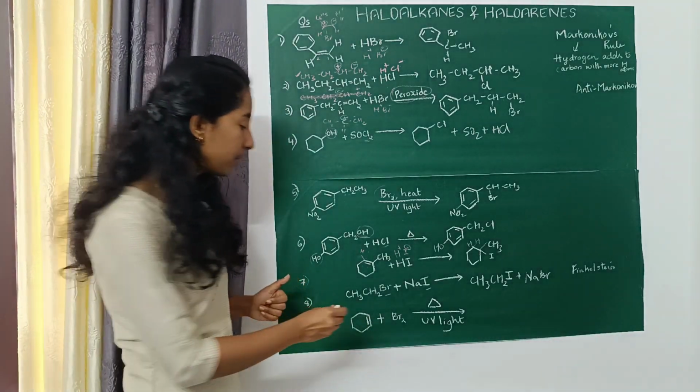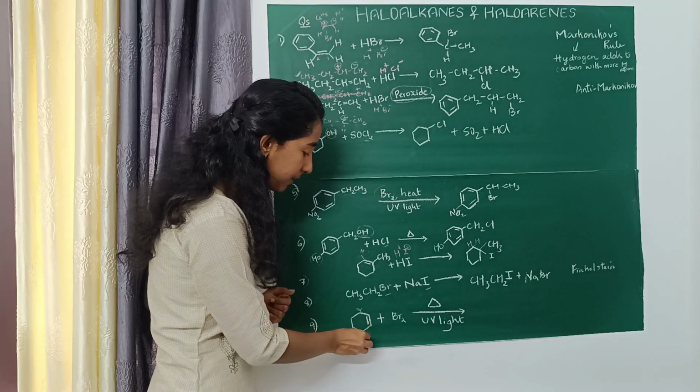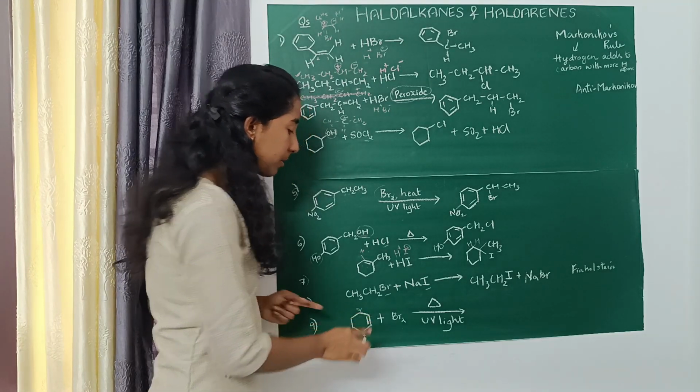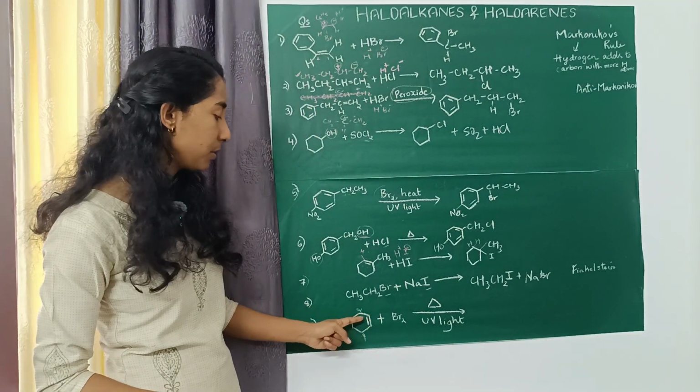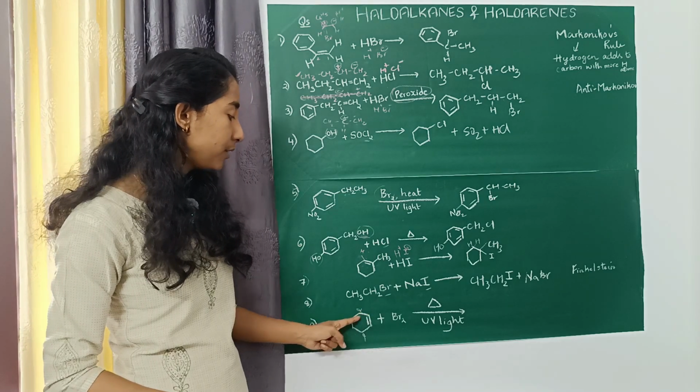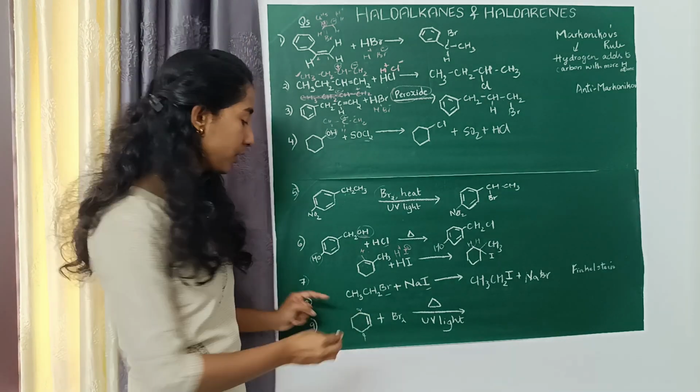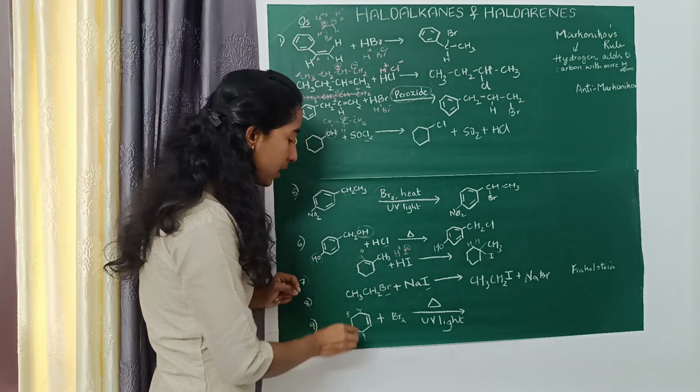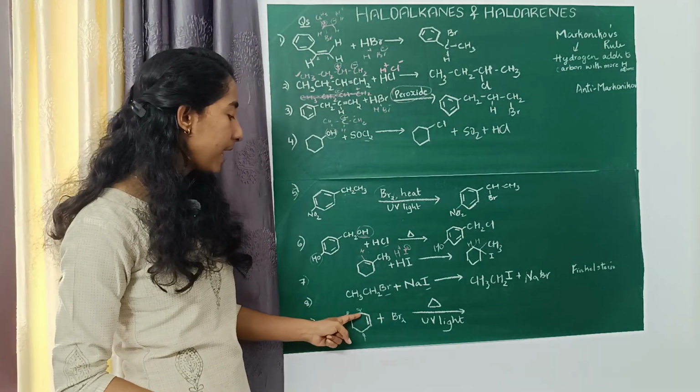So the alpha carbon, this will be the alpha carbon. This is an alpha carbon, this is also an alpha carbon. It is the carbon adjacent to the one to which the functional group is attached, and then this is the beta carbon. So basically bromine will be attached to the alpha carbon.